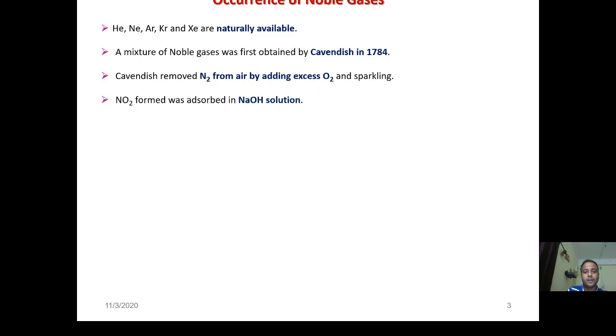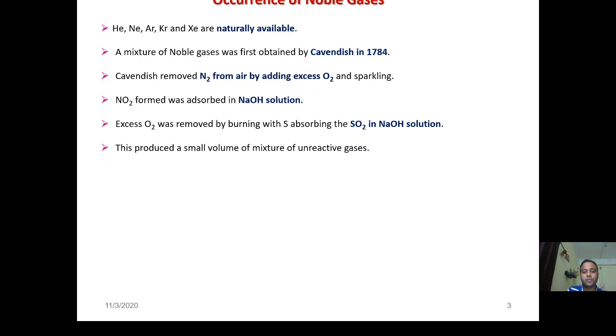solution. Furthermore, the excess of oxygen remaining in the solution is removed by burning sulfur, which results in the formation of sulfur dioxide in sodium hydroxide solution. This produced a small volume of a mixture of unreacted gases like neon, argon, krypton, xenon.